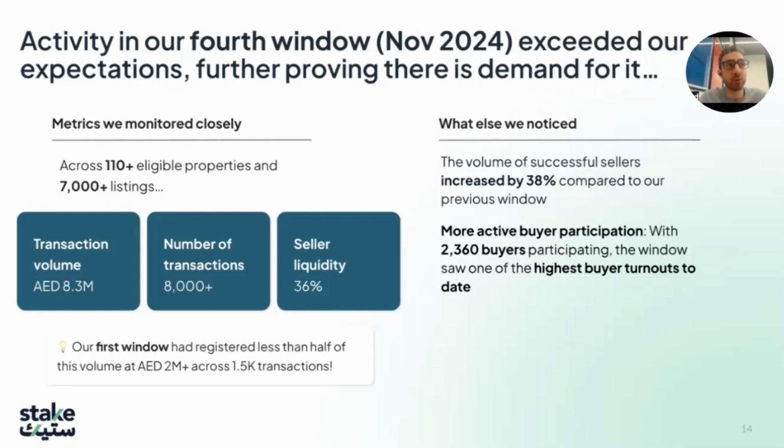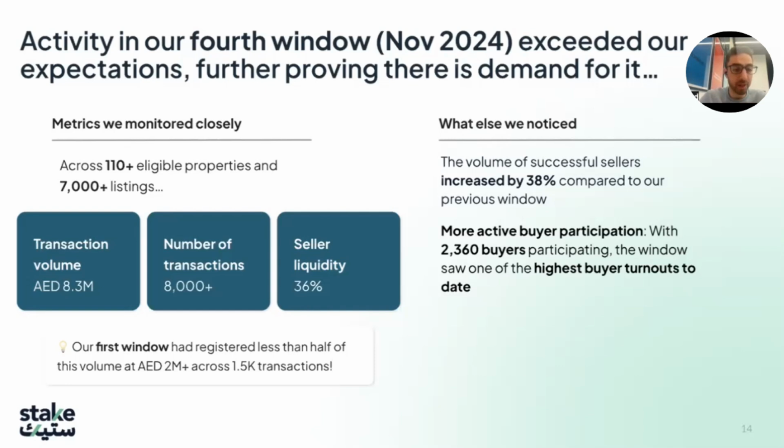And seller liquidity was pretty high at 36%. What does that mean? It means for every 100 people that list shares to be sold, about 36% of them end up actually selling, which is pretty good. And that's actually increasing in this window. We also saw more active buyer participation in the November window. There were about 2,400 buyers participating, and the window saw one of the highest turnouts to date. Of course, this window that's currently on right now is just halfway, and we're already doing better.